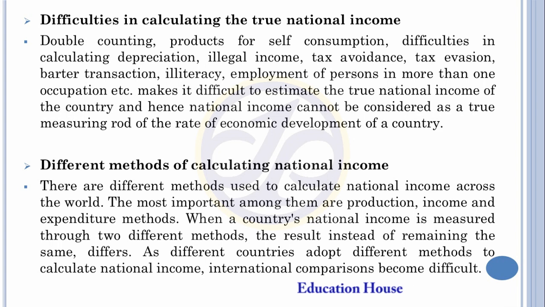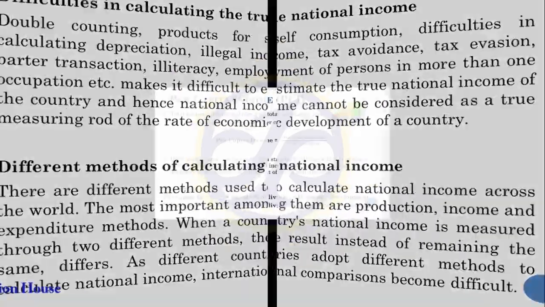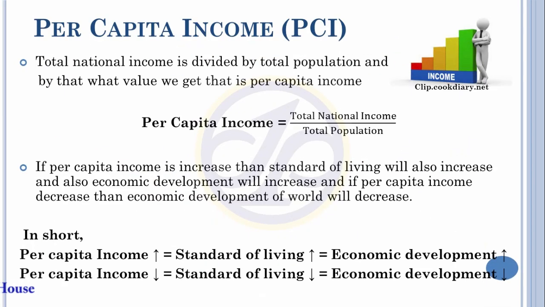Another limitation is the different methods for calculating national income. National income is not calculated by a single method, but by different methods, like the total production method, total income method, and total expenditure method, and every method has its own difficult calculation. So we are not able to get the national income properly. That is why national income is not a true indicator of economic development.